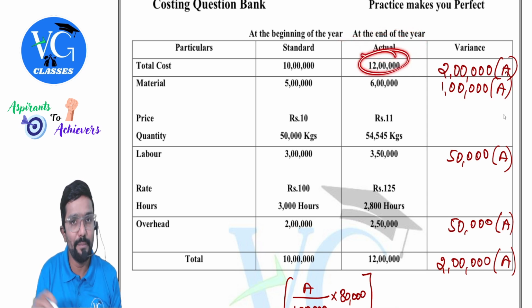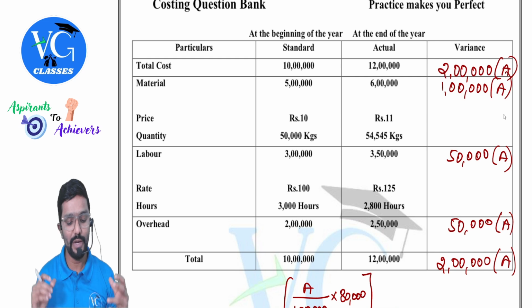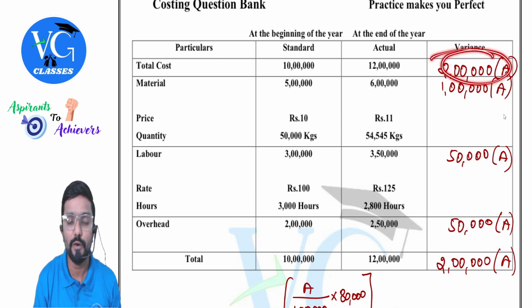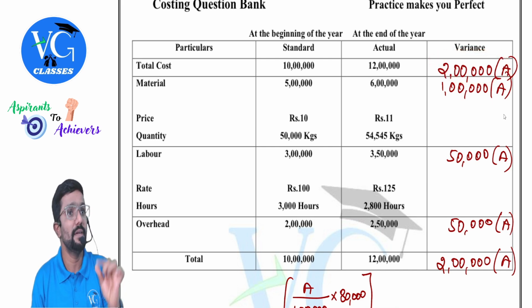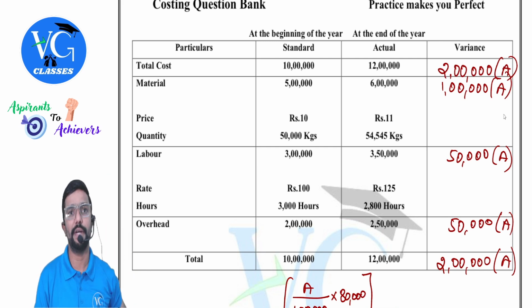Total is 12 lakh. If I break down, material is 6, labor is 3 lakh 50, and overhead is 2 lakh 50. Now compare each other. Now we are trying to find out this 2 lakh is because of what? How much because of material? How much because of labor? How much because of overhead?